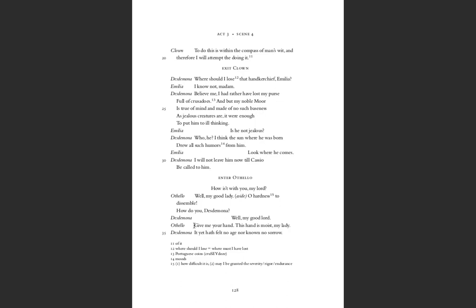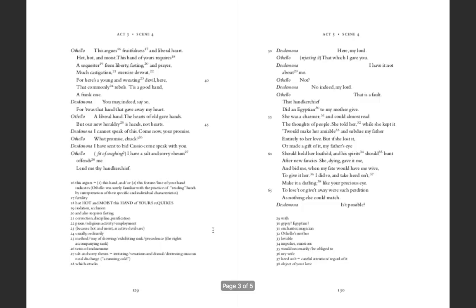But Othello says, give me your hand. This hand is moist, my lady. Notice how distant, notice how formal their conversation appears at this point. You know, a few scenes ago, they were kind of making out in the courtyard and they were kissing and they were saying that they could never be more happy than they are now. Othello was saying that anyway. And Desdemona says that yet hath felt no age, nor known nor sorrow. So she's starting to worry a little bit here. And Othello says, this argues fruitfulness and a liberal heart.